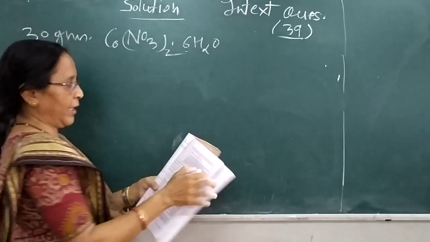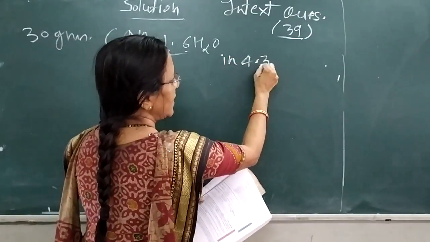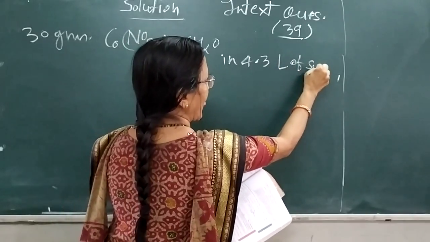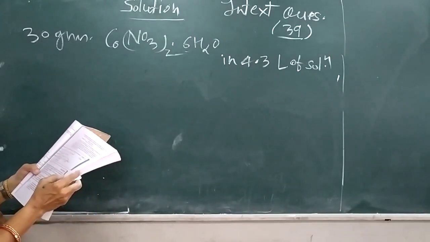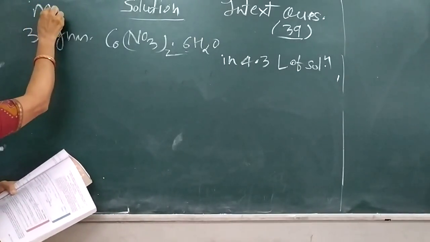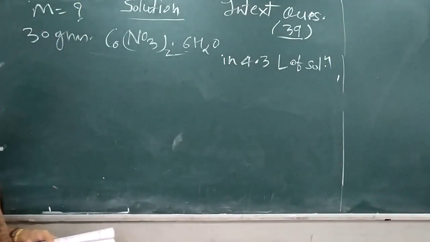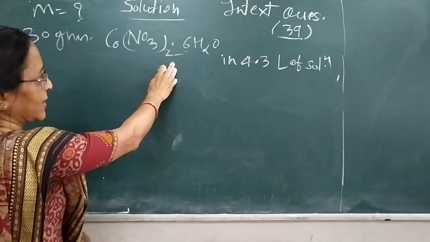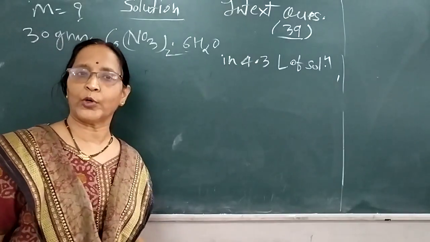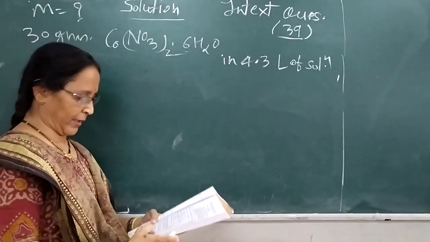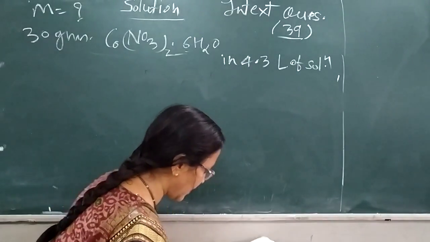Okay, in 4.3 liter of solution, here what we have to calculate? Molarity. We want to calculate the molarity of this. When 30 grams of Co(NO3)2 is given, and the volume of solution is given as 4.3 liter. First we will solve this, then we will go towards the second one.